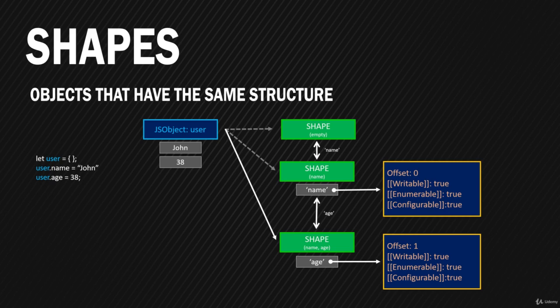Now, in our case, what if we want to access the name property in our user object, which we know is John?